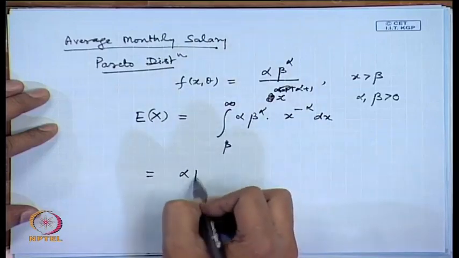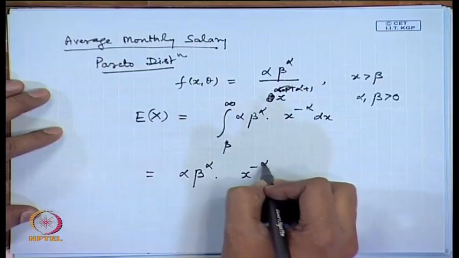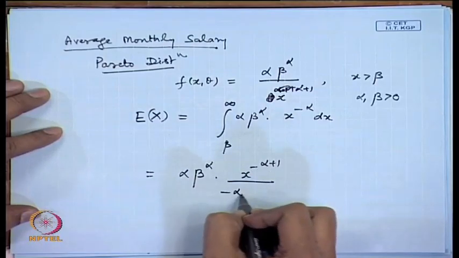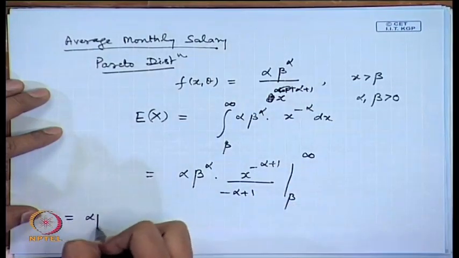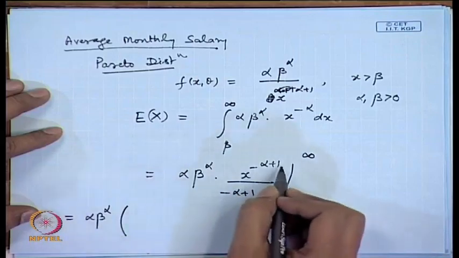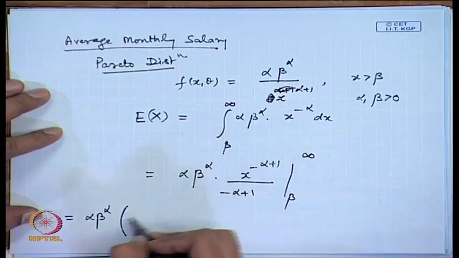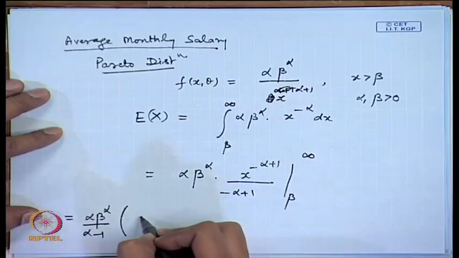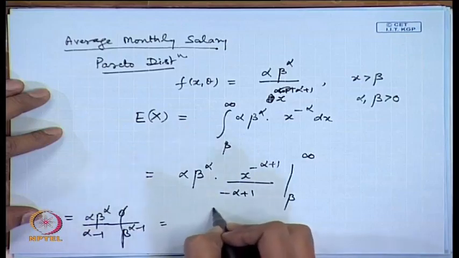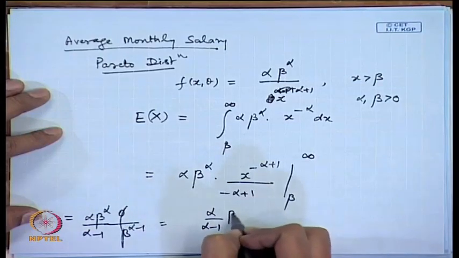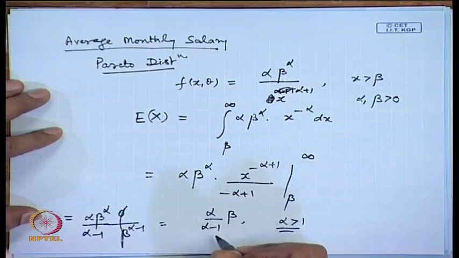So, this value turns out to be alpha beta to the power alpha, x to the power minus alpha plus 1 divided by minus alpha plus 1, from beta to infinity. So, alpha beta to the power alpha, and then when we substitute the value at infinity this will vanish, and at beta we will get beta to the power alpha minus 1. So, the value turns out to be alpha by alpha minus 1 times beta, where of course alpha has to be greater than 1, otherwise this expression will not be valid.